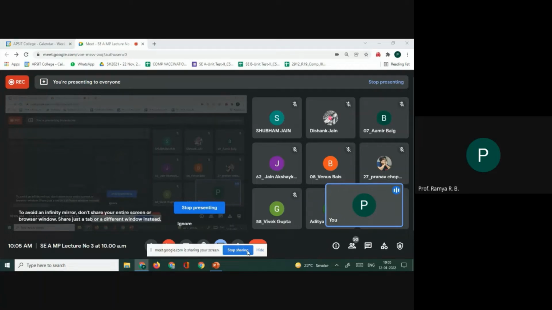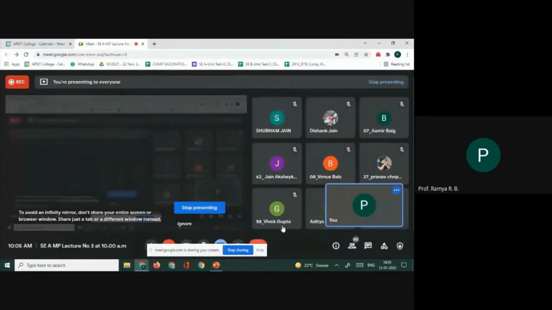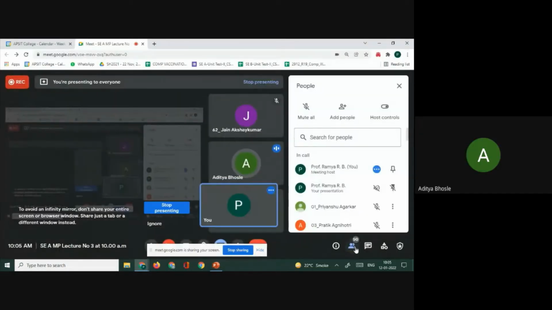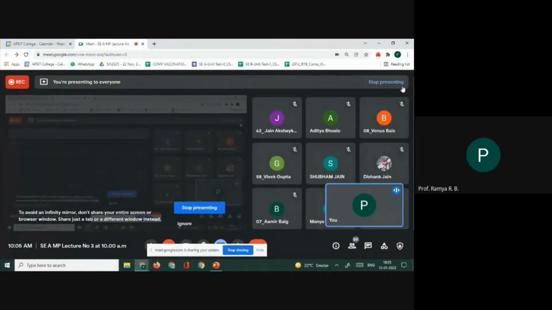So what were we discussing yesterday? The basics of a microprocessor and the system buses. Okay, let me see how many of you were actually paying attention yesterday.